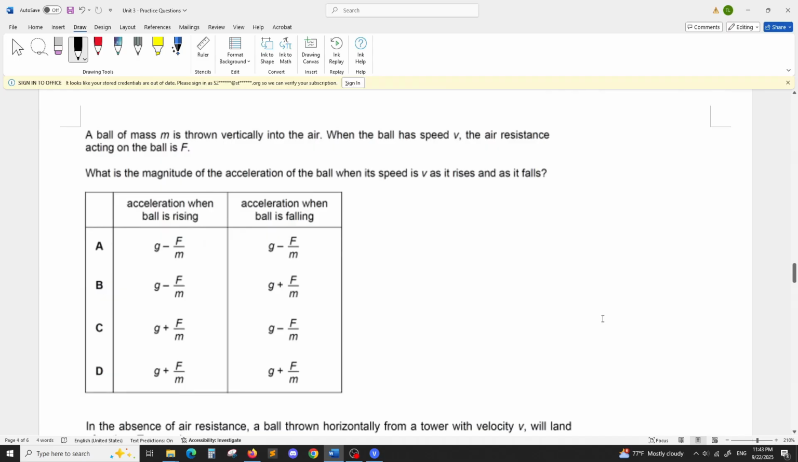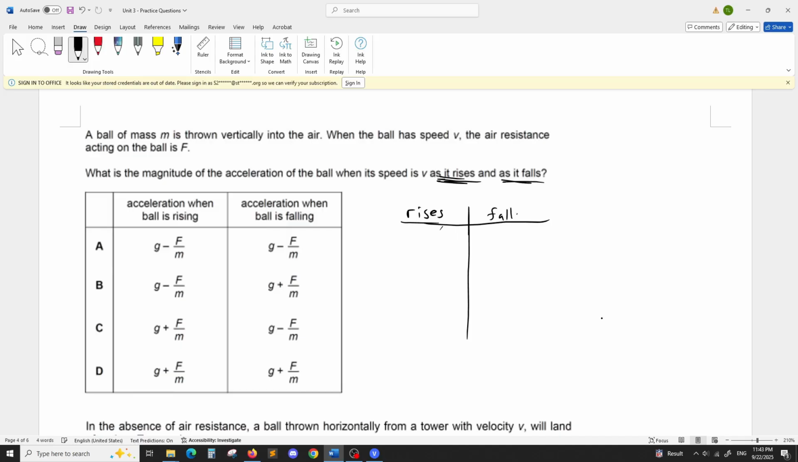A ball of mass m is thrown vertically into the air. When the ball has speed v, the air resistance acting on the ball is f. What is the magnitude of the acceleration of the ball when its speed is v as it rises and as it falls? Okay, so we have two different parts, and then we just have to match each one. First we're going to do as it rises, and then afterwards we'll do as it falls.